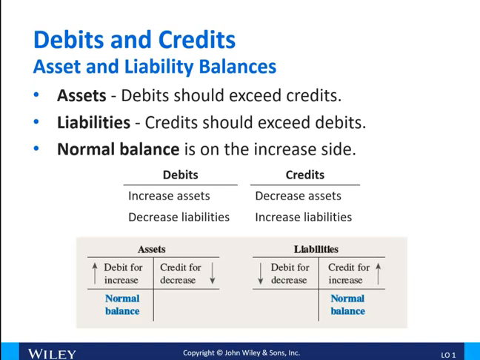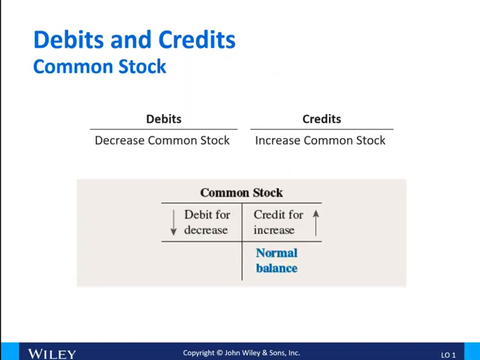If you think back to the accounting equation, assets equal liabilities plus stockholders' equity. Assets are on the left of the equal sign. Debits are on the left. The normal balance for assets is a debit. Liabilities are on the right side of the equal sign. Credit is on the right side. Normal balance is a credit. Credit increases the liabilities. Okay, so that's a way you can hopefully help remember the normal balances.